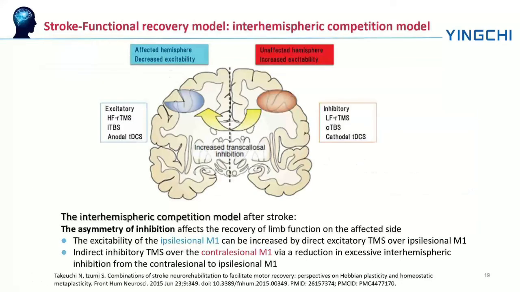Here is an important model for the recovery of stroke. We may use high frequency rTMS or iTBS to excite the affected hemisphere because it has decreased excitability. And we may also use an inhibitory stimulation, such as low frequency rTMS or cTBS, to stimulate the unaffected hemisphere because it has increased excitability, and the balance between the two hemispheres is broken, so we need to use these kinds of protocols.